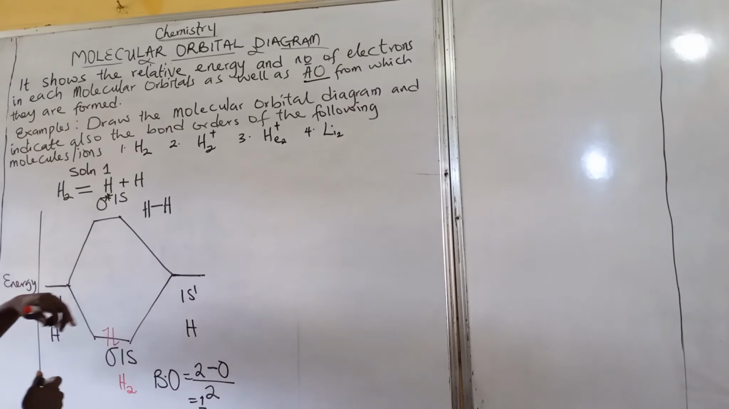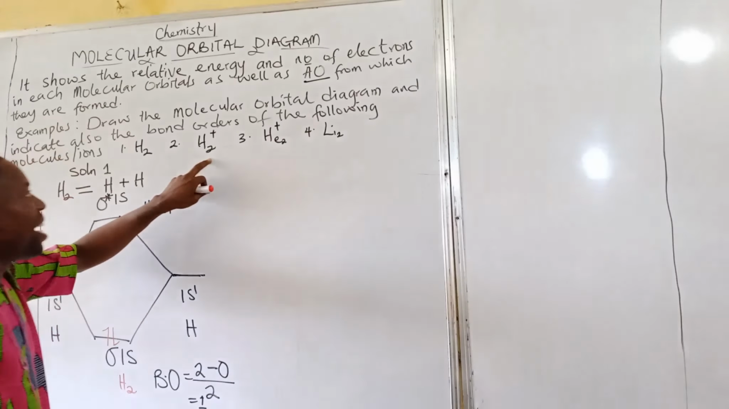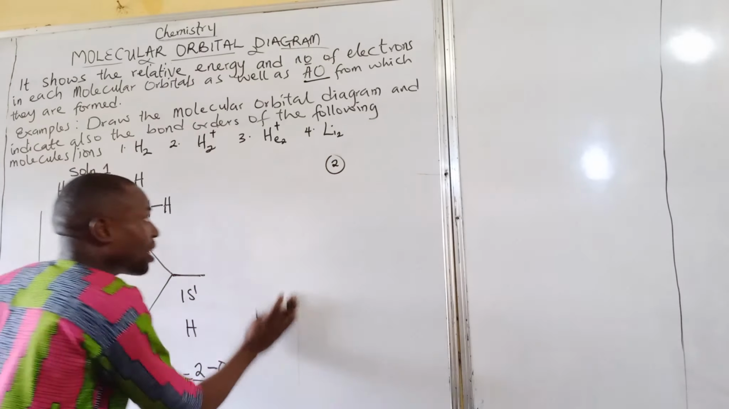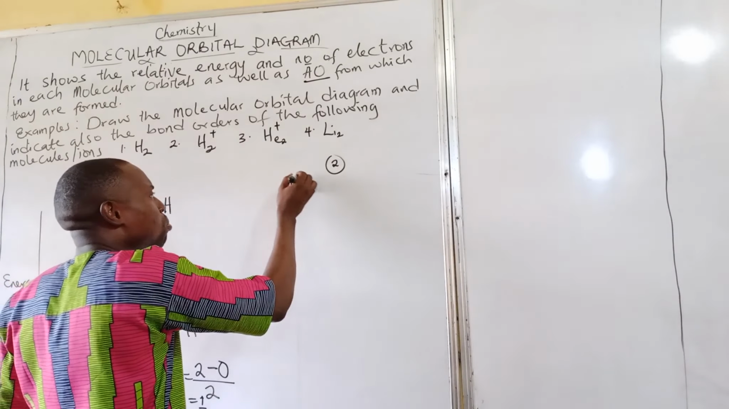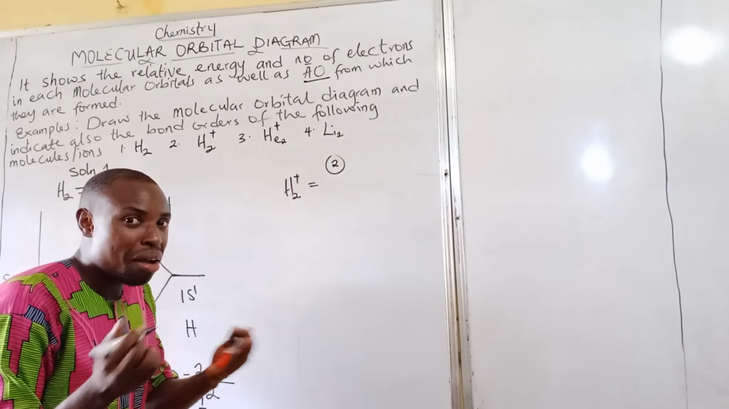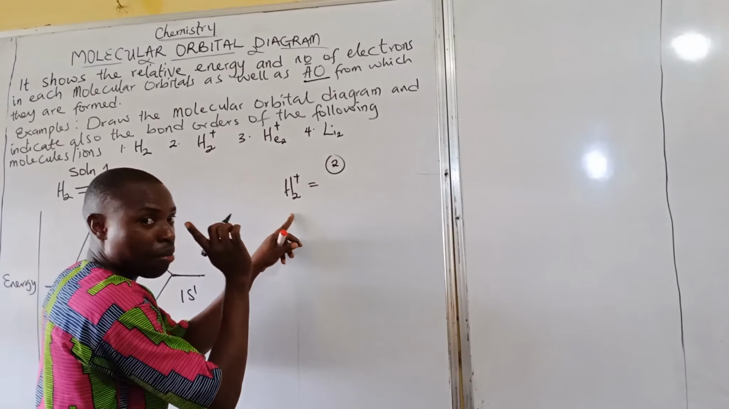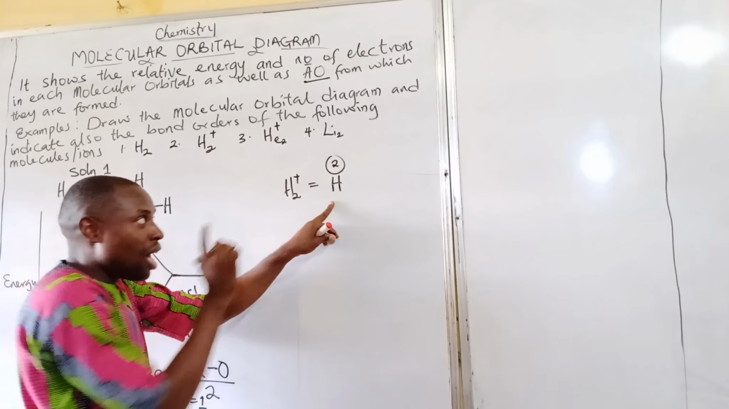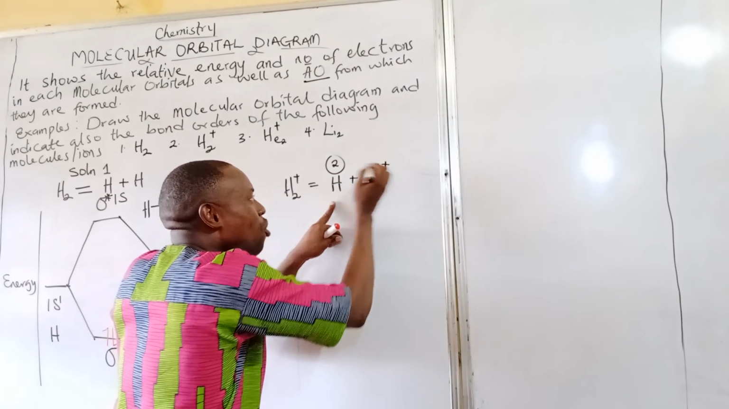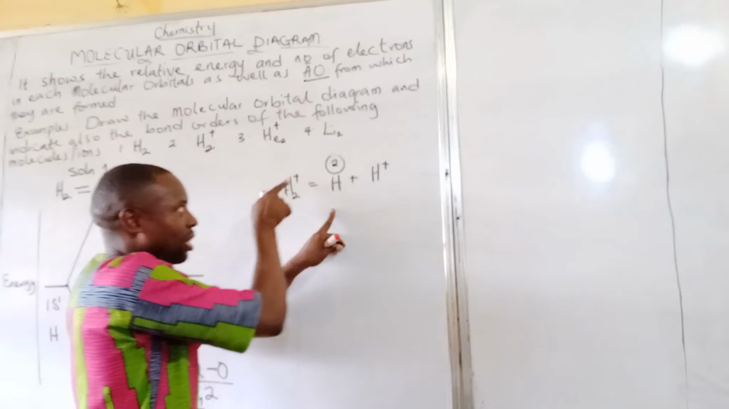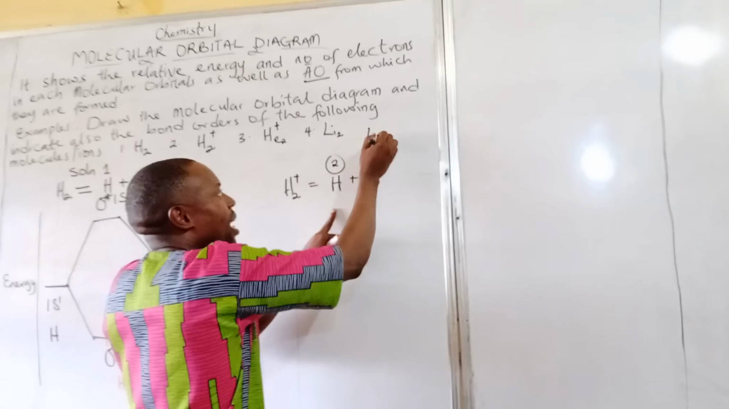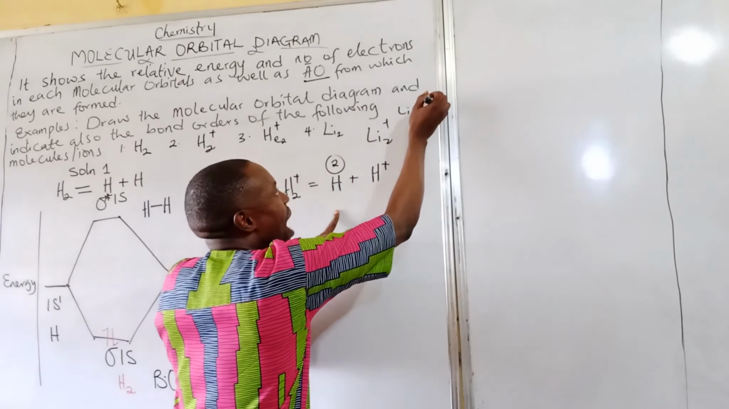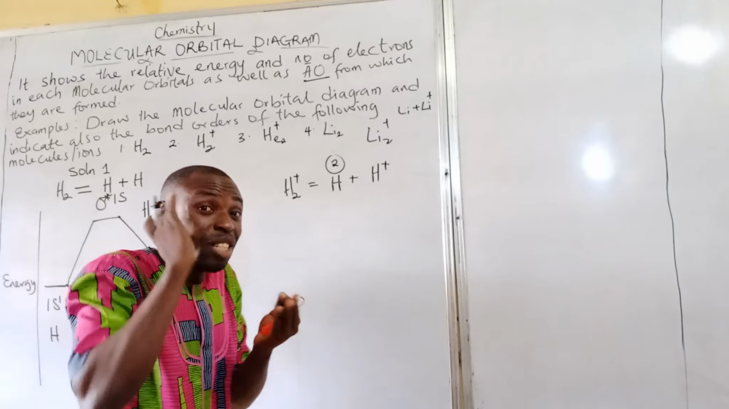Straight away to example 2, the dihydrogen ion, which is H2 plus. I move straight away, following the same pattern. Remember that H2 plus is formed from two species: hydrogen atom, which is the atomic orbital, plus hydrogen ion. When these two come together, this is what is formed. It is like Li2 plus: it will be Li for the first one plus Li plus. It's as easy as that. So that is the rule and pattern for it.